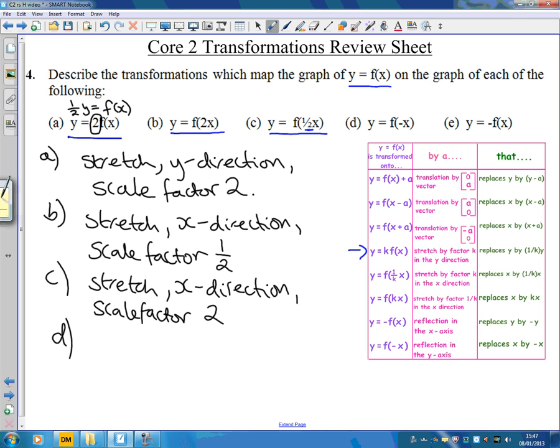D. Let's have a look at D. Well, what's changed in D? Going all the time back to y equals f of x, the x has become minus a half x. Okay, so the x has been replaced by a negative x. And that means we're doing a reflection. There's a change of sign on the x. It's a reflection. In this case, it's a reflection in the y-axis.